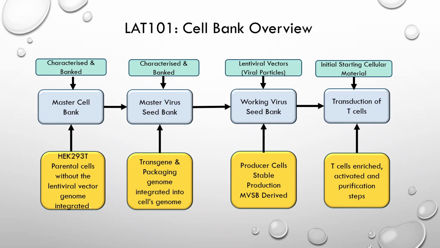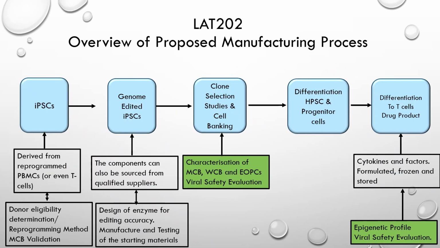And they are the viral particles, and then they have to be fully characterized, and they are used to transduce the T cells. So the initial starting cellular material, which was derived from the patient in autologous manufacture, was enriched and activated, purified, and then transduced with these lentiviral vectors. So I just wanted to give that overview.